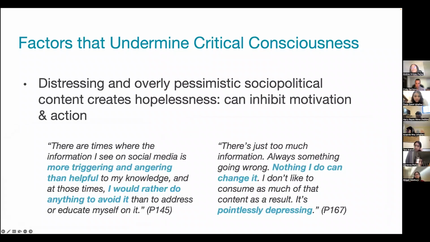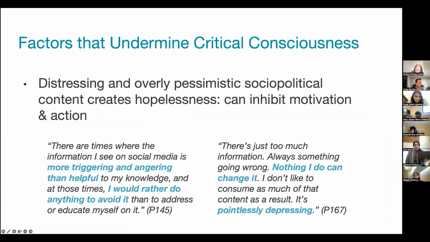Additionally, participants described what they view as extremely distressing and overly pessimistic content on social media. Prior work has shown that when people are exposed to distressing content online, it can demoralize them and inhibit their participation in collective action. So we found that this phenomenon was present in our data set as well.